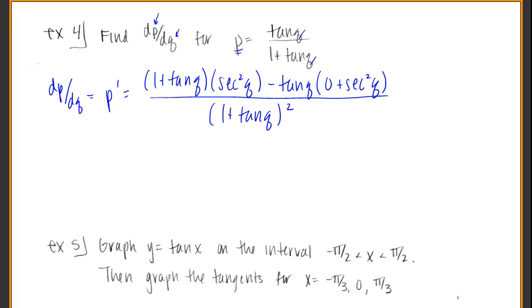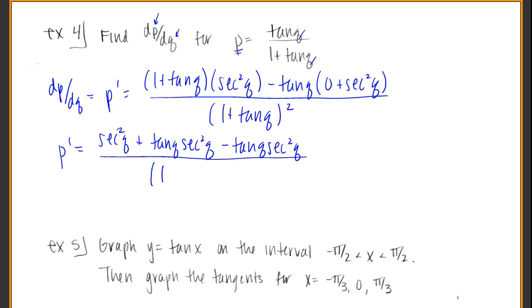Okay, let's keep going here. So p prime looks like it might be the same situation we got above, so let's multiply it out as secant squared q plus tangent q times secant squared q minus tangent times 0, which is 0, and then minus tangent q secant squared q, all over 1 plus tangent q squared.